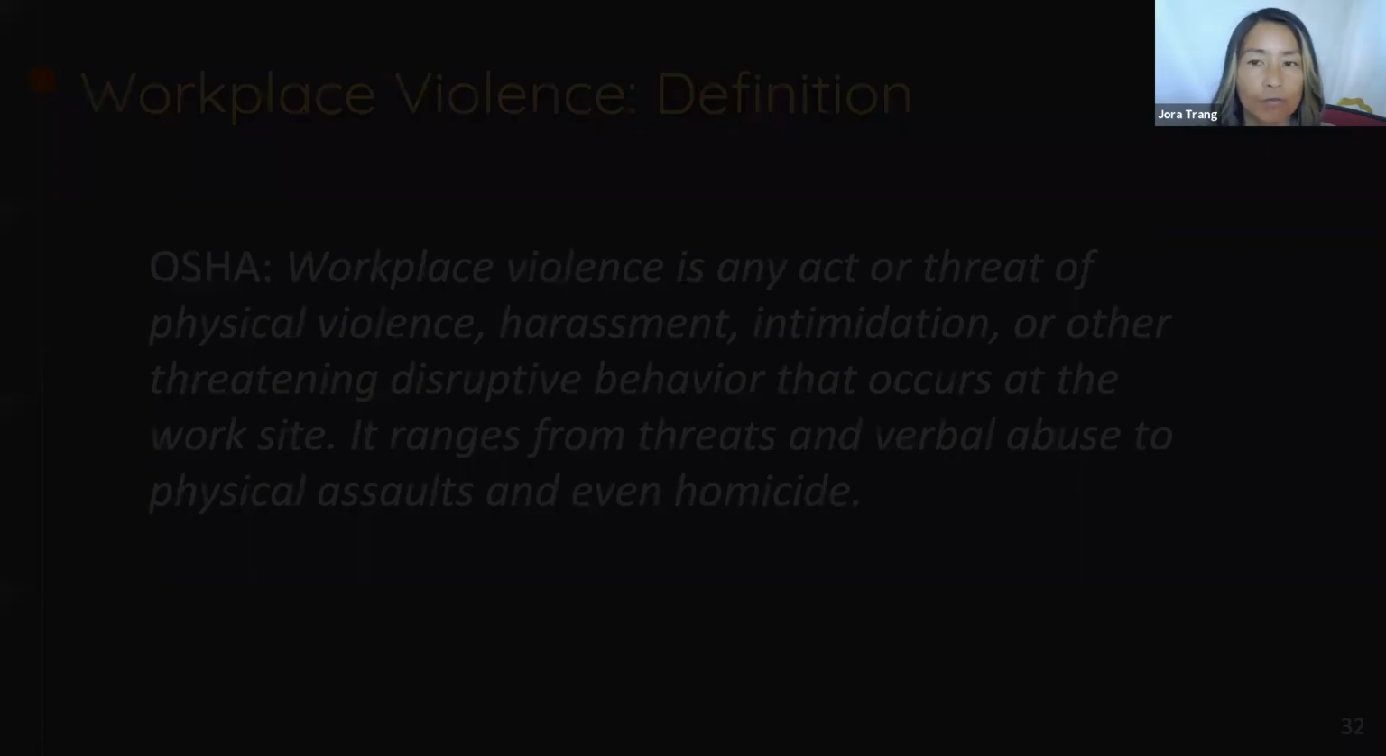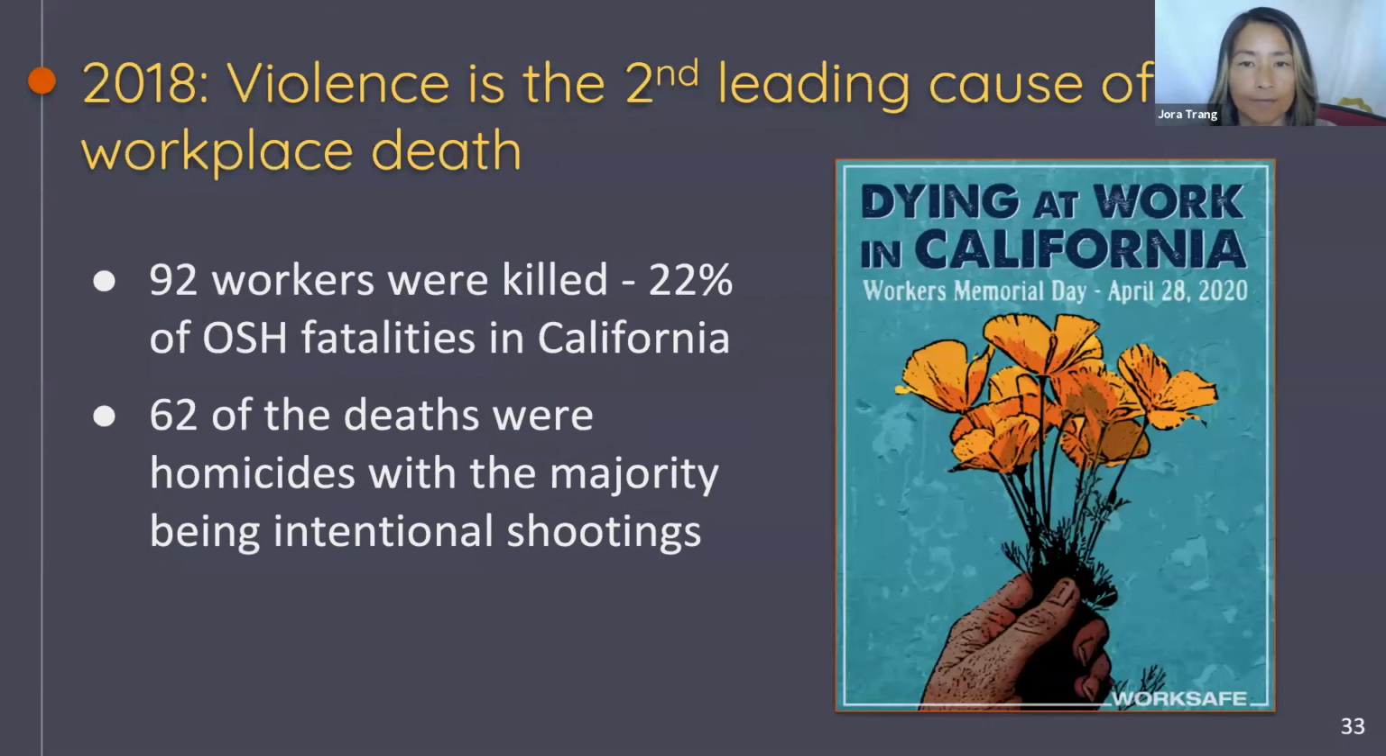Every year up till last year, WorkSafe puts out a report called Dying at Work, and that report often takes information that is a year back or 2 years back, because that's when the information is available and we process that. And last year, in our report, after analyzing data, we found that violence was the second leading cause of workplace death, which is extremely concerning.